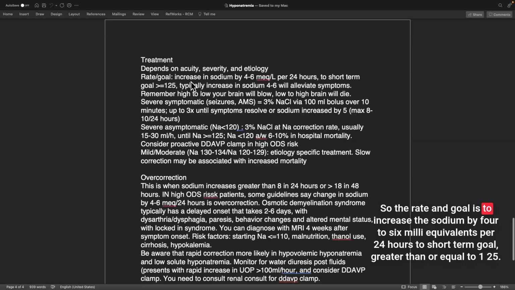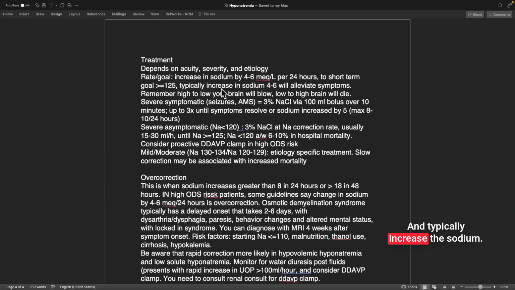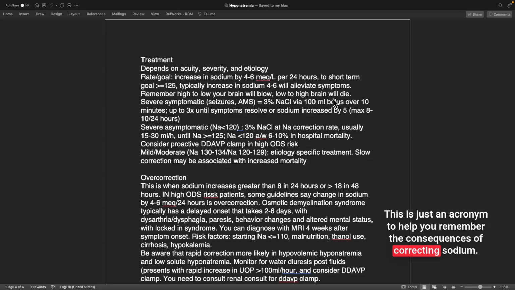So the rate and goal is to increase the sodium by 4 to 6 milliequivalents per 24 hours to a short-term goal greater than or equal to 125. And typically increasing the sodium by 4 to 6 will alleviate symptoms. Remember, high to low, your brain will blow; low to high, your brain will die. This is just an acronym to help you remember the consequences of correcting sodium.